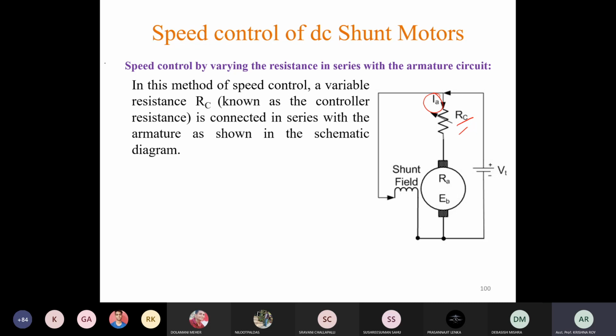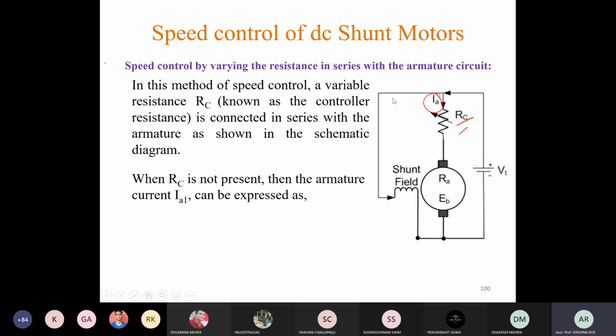Let us see. In this method of speed control, we will be using one external resistance known as the controller resistance, which is connected in series with the armature winding, as shown in this schematic diagram. Here Vt is the applied voltage, Ra is the armature resistance, Eb is the back EMF, and since we are applying constant voltage across the armature, the voltage applied across the shunt field winding will remain the same, so the flux will also remain the same.